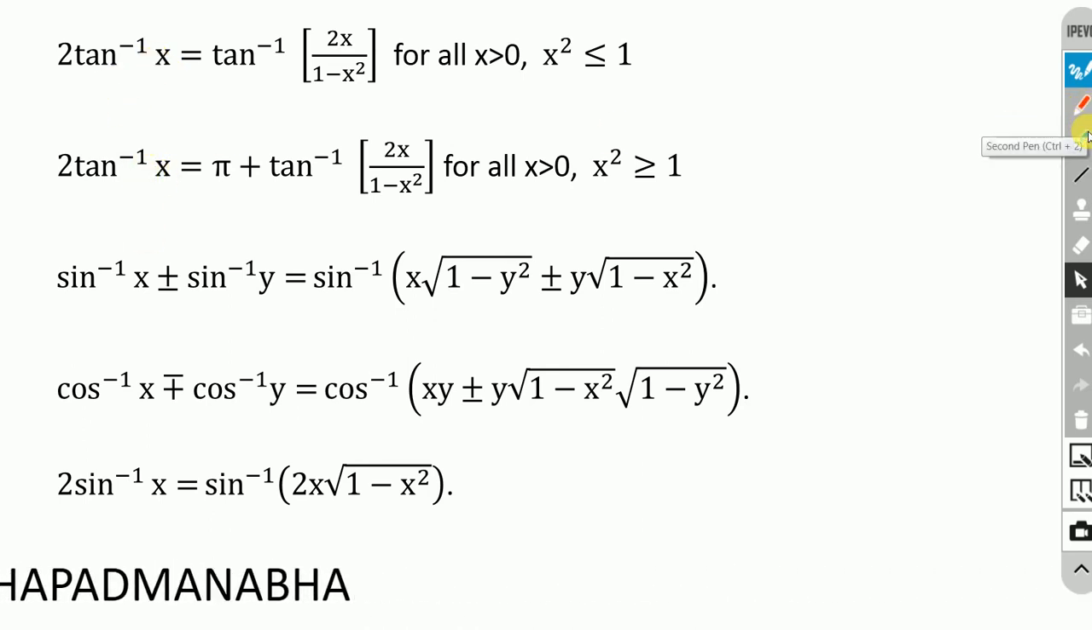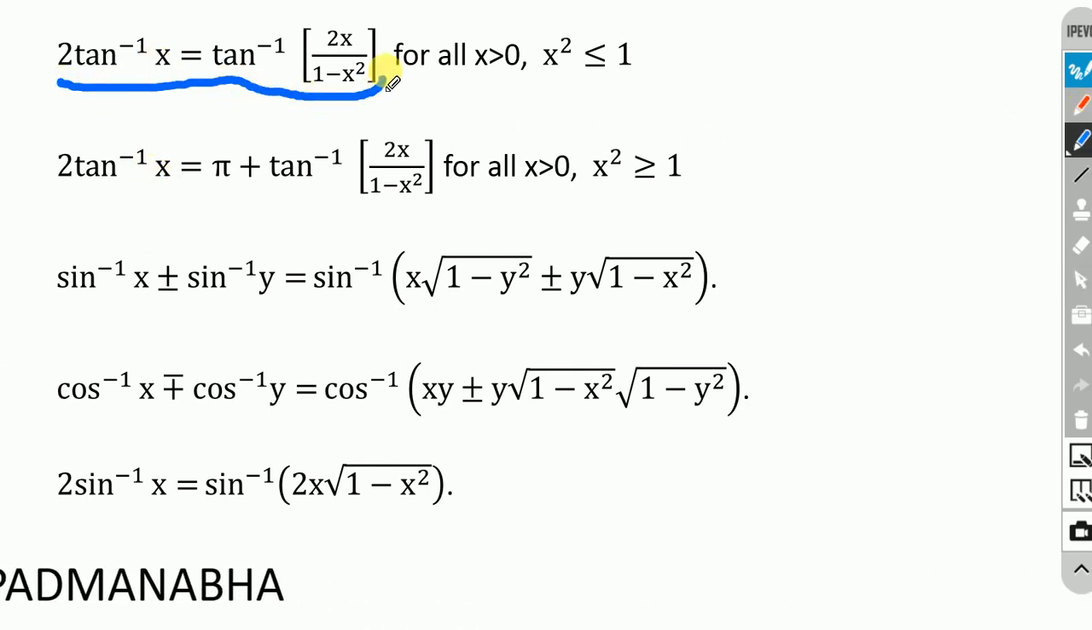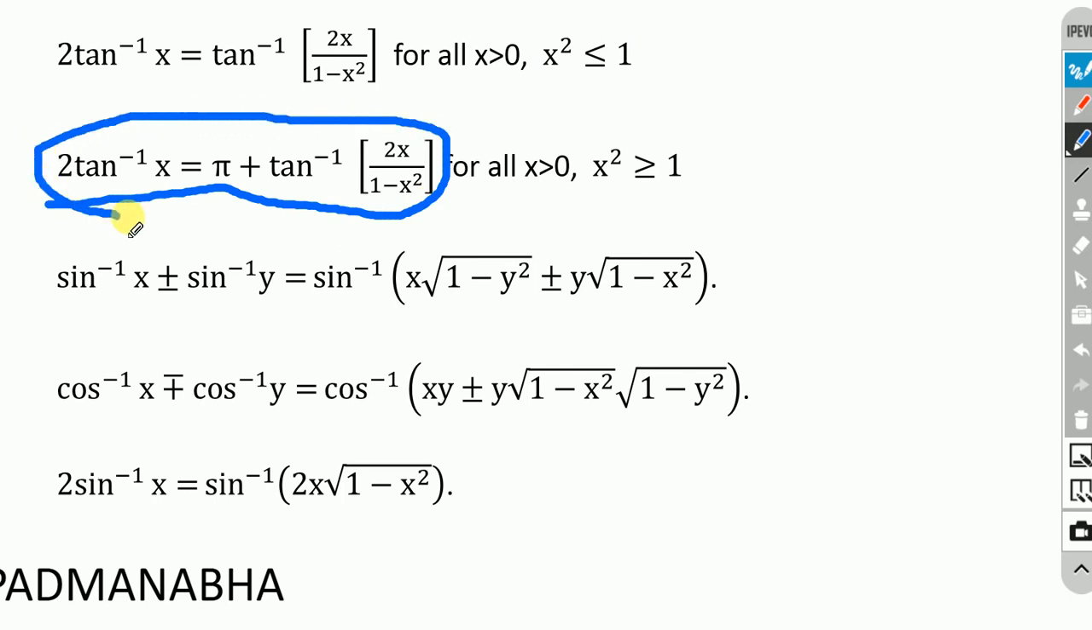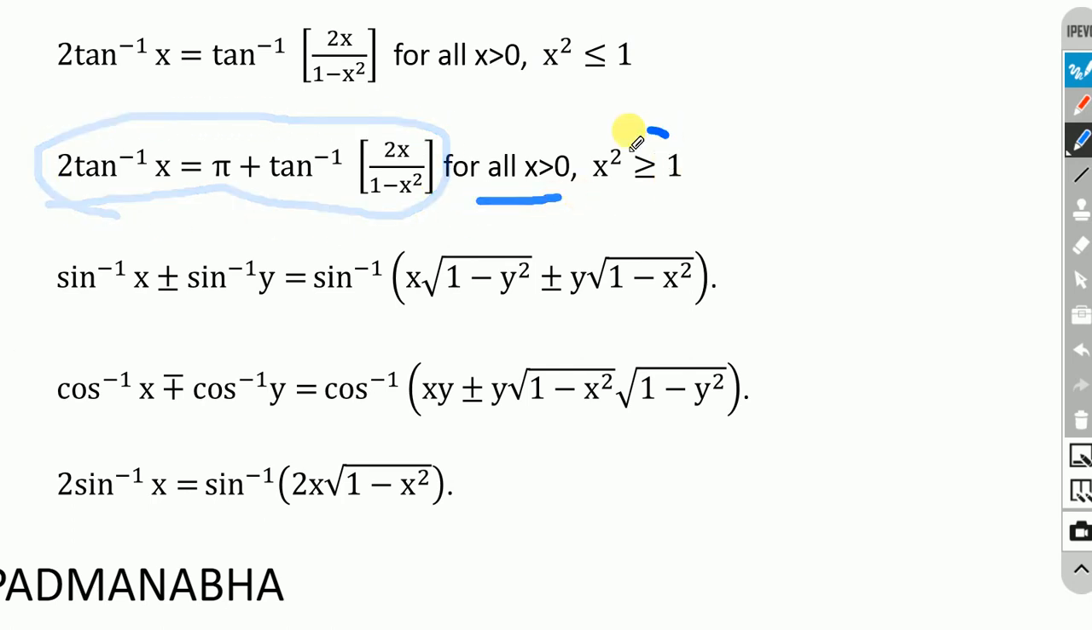2 tan inverse x is equal to tan inverse of 2x by 1 minus x square for all x greater than 0 and x square is less than or equal to 1. 2 tan inverse x is equal to pi plus tan inverse of 2x by 1 minus x square for all x greater than 0 and x square is greater than or equal to 1.